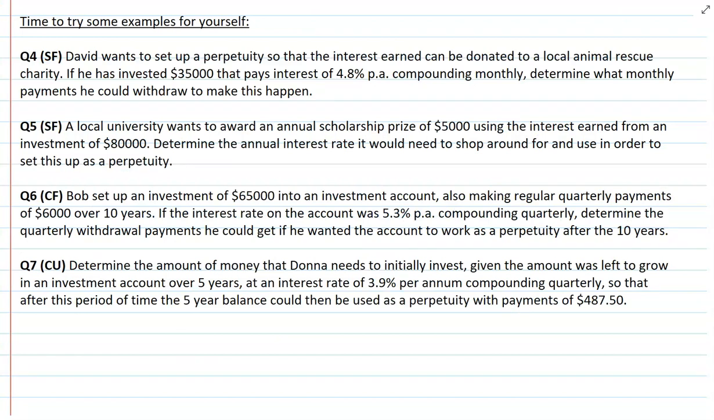Okay, time to try some examples for yourself. So I've put two simple familiar, a complex familiar, and a complex unfamiliar question there. So press pause, have a go at these questions, should take you 30 to 40 minutes. And then when you're done, unpause it and I'll go through my solutions and hopefully yours will match mine.